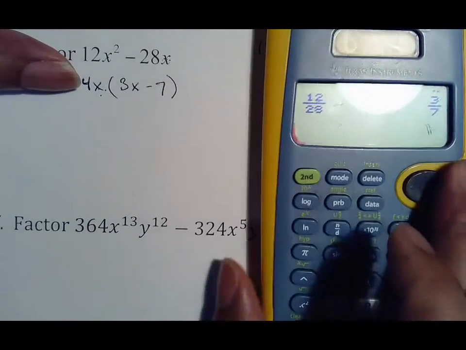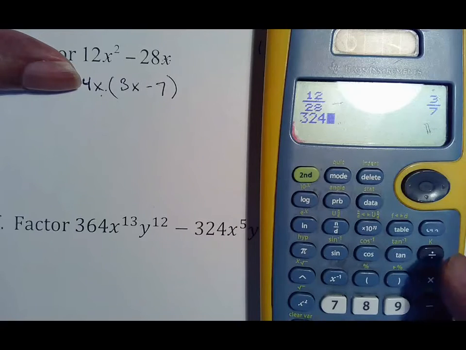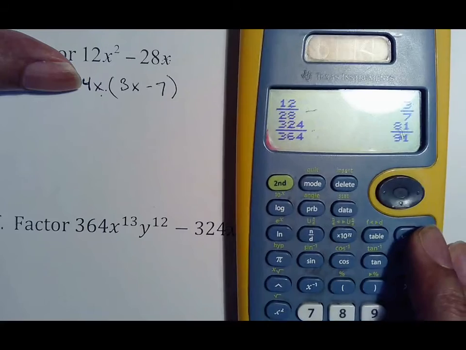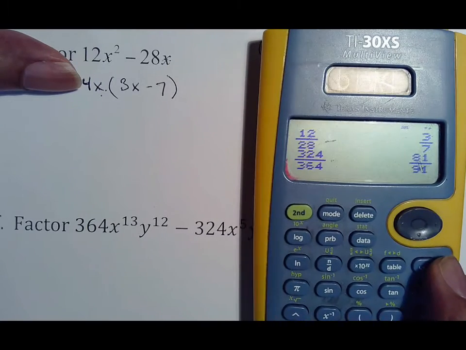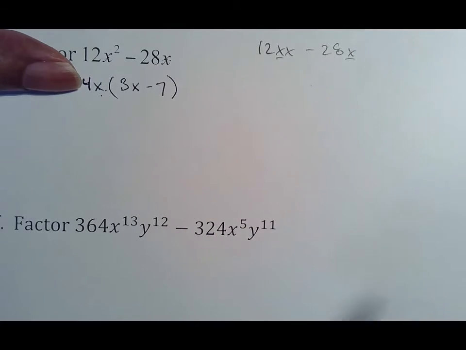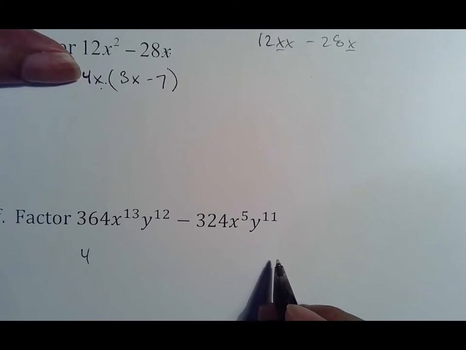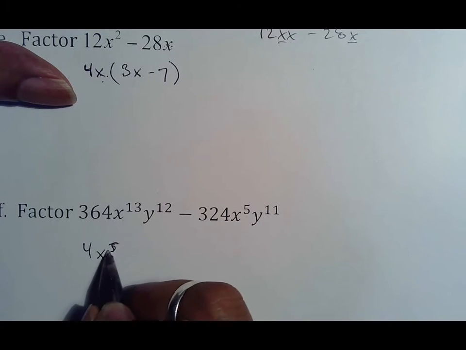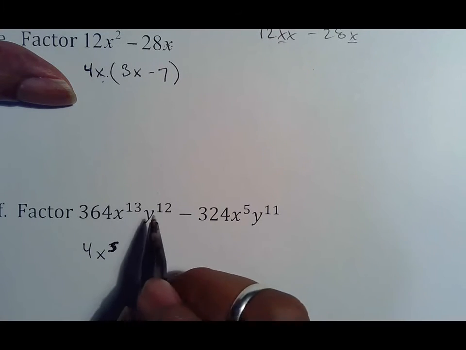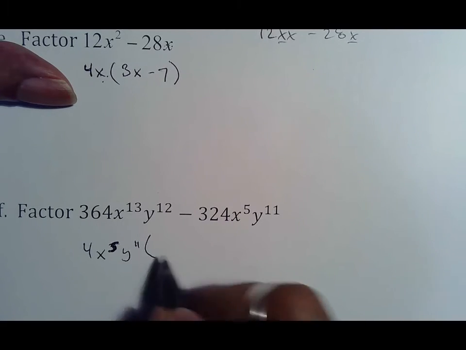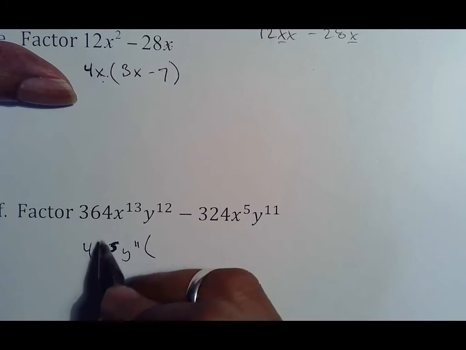Then we get to this one. Well, 364 and 324 are big numbers, so I'm going to use the trick that my teacher taught me. Put these two into a fraction, 364, 324, and then divide the two top numbers by 81, which is 4. It means my biggest number is 4. But remember what I said about the variables. There's 13 over here, 5 over there. They have 5 in common. Choose the smaller for what they have in common. Y12, Y11. I'm going to take 11 because they have 11 in common. Open your parentheses. Divide and subtract.